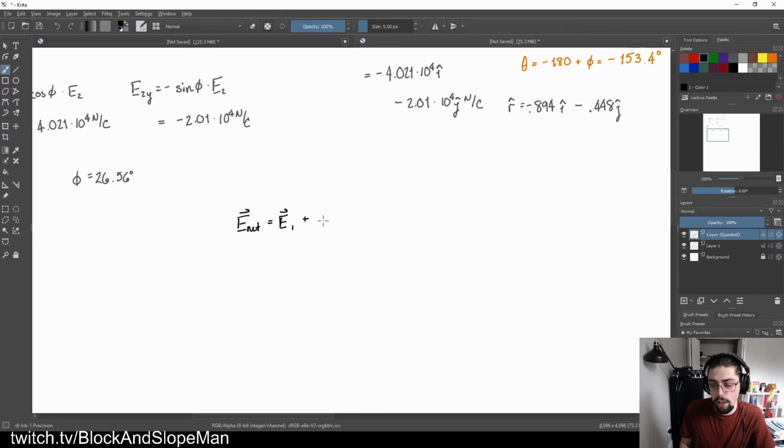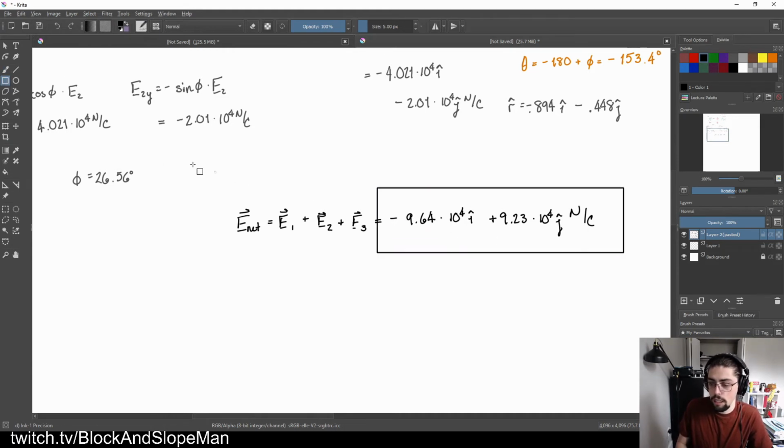This one does have to be vector notation. I cannot add magnitudes and call it a day. Do not do that. E1, E2, E3. What we should find is negative 9.64 times 10 to the fourth in the i hat direction, 9.23 times 10 to the fourth in the j hat direction, newtons per coulomb. So there is my answer for E total.